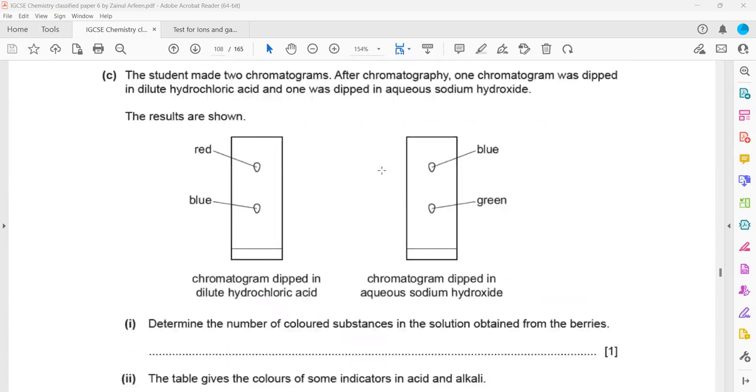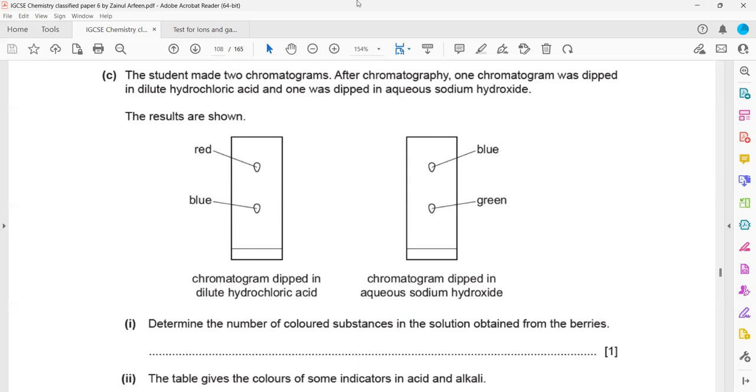The student made two chromatograms after chromatography. One chromatogram was dipped in hydrochloric acid and one in sodium hydroxide. The results are shown. Determine the number of colored substances. Is it 4? 3? No, 3. There are 3. How do you identify there are 3? They are in different solvents. Red and blue and green.